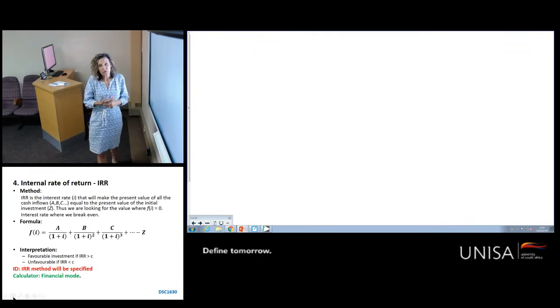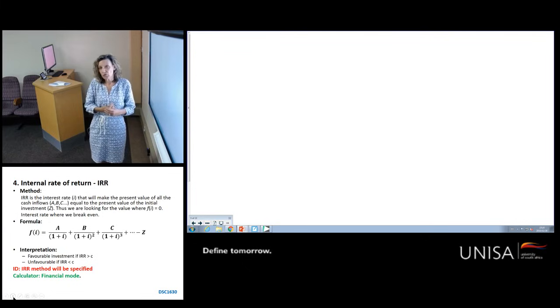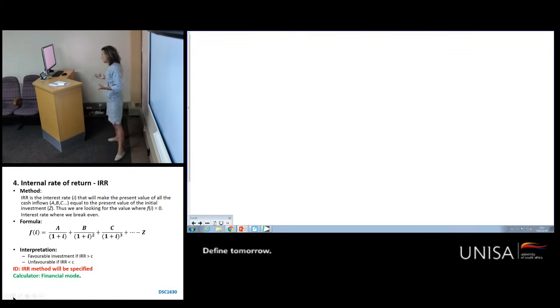So the internal rate of return says that will make the present value of all the cash flows equal to the present value of our investment. So we are looking for that value of our I, or our C, if you want to call it, that will at least give us a break-even point, meaning where our outflows and our inflows, if subtracted, is equal to 0. How would we interpret it?